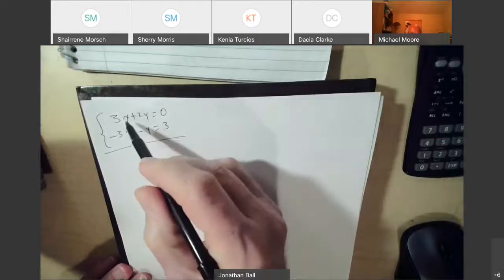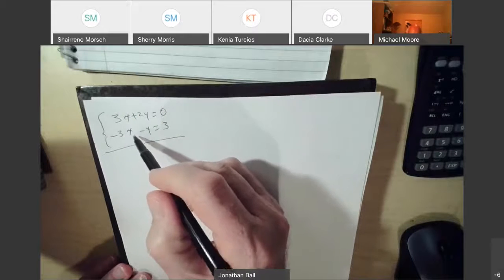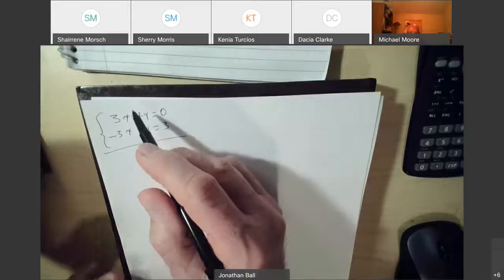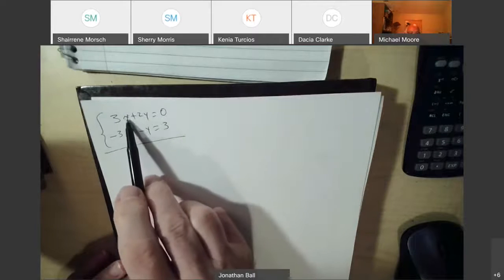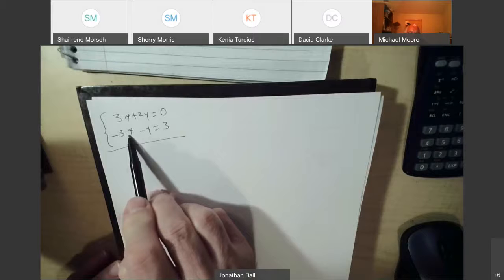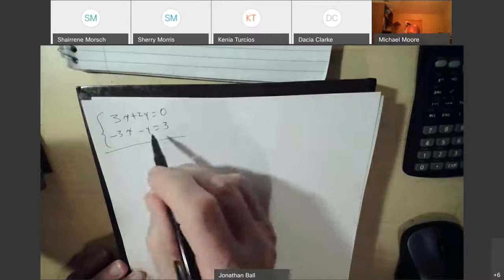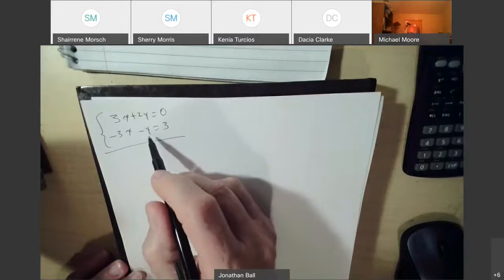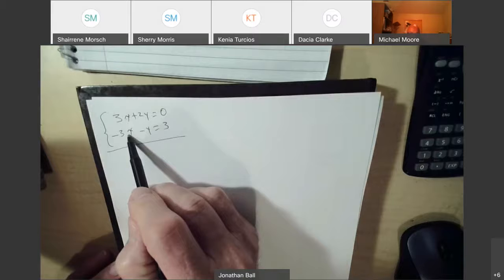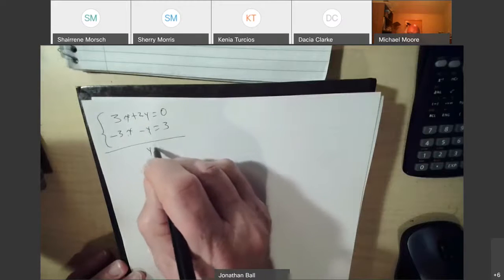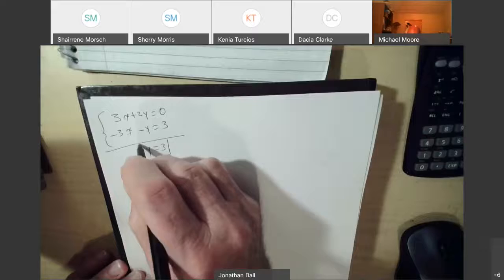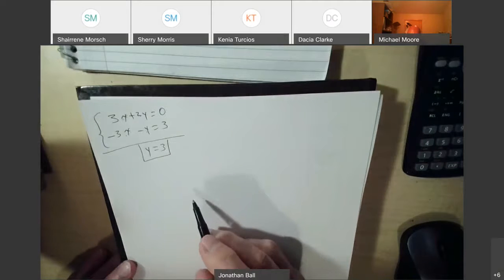In other words, when we add these two equations together, it's going to eliminate the x's. 3x minus 3x is 0. Now we're going to add these two equations together. 3x minus 3x is 0. 2y minus 1y is just y equals 3. Right? Okay.